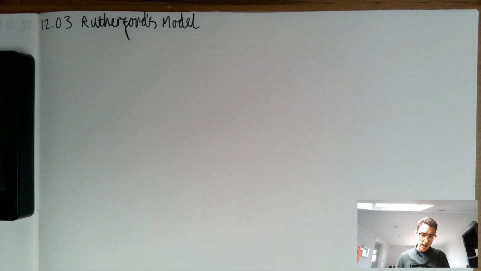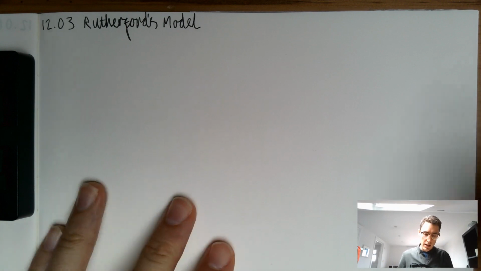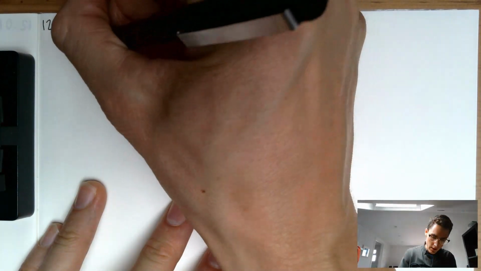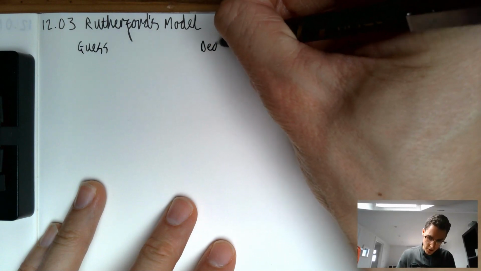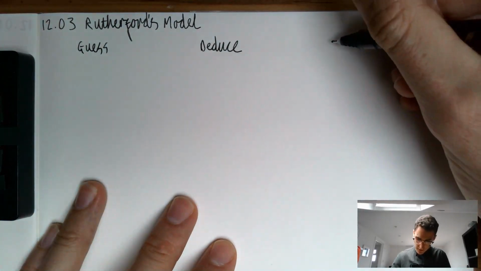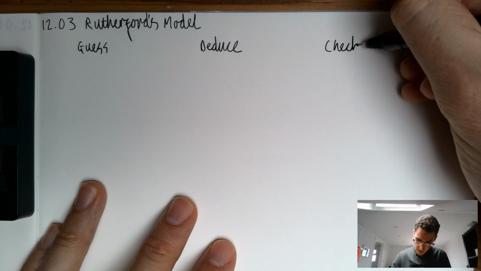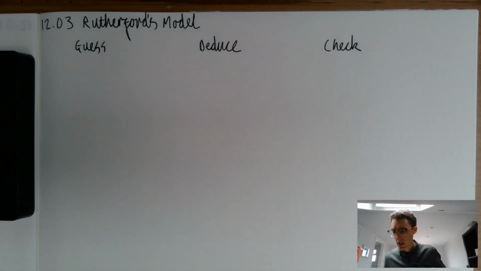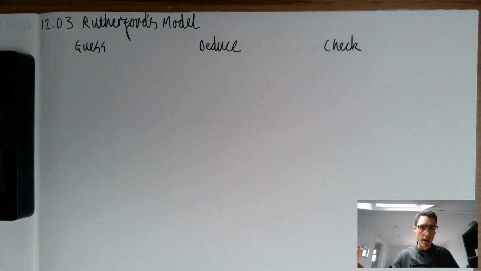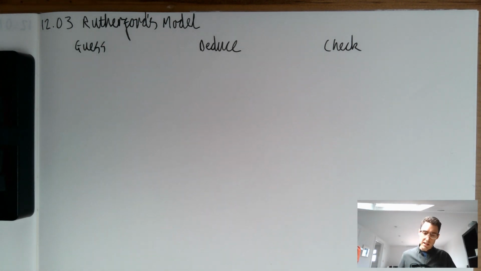Anyway, that's enough introduction. Let's begin by just reminding students of our model of scientific knowledge. And again, if you have different words for this, that's fine, but I like to call it guess, deduce, check. And if you haven't seen the Feynman video in which he uses similar language, it's worth watching Feynman on the scientific method. So let's recap on what we did in the last lesson.